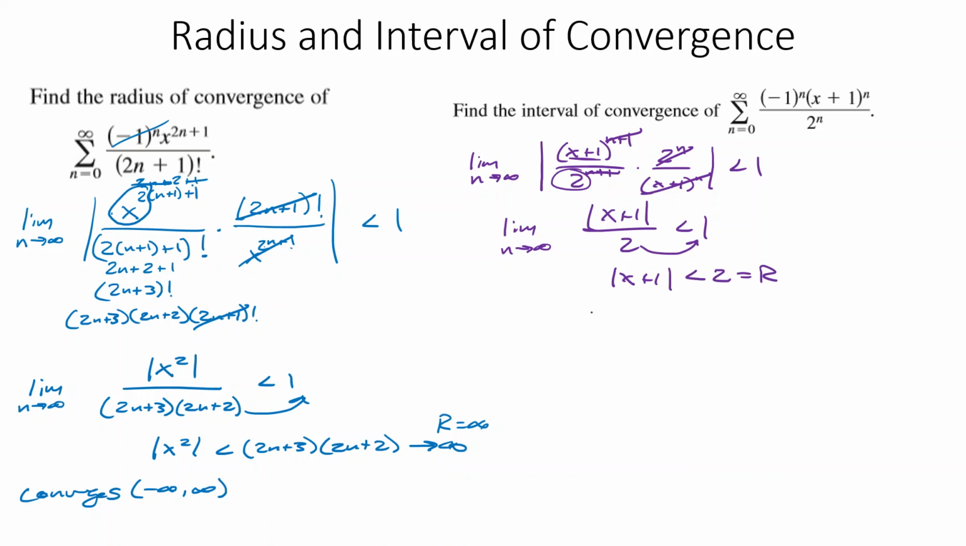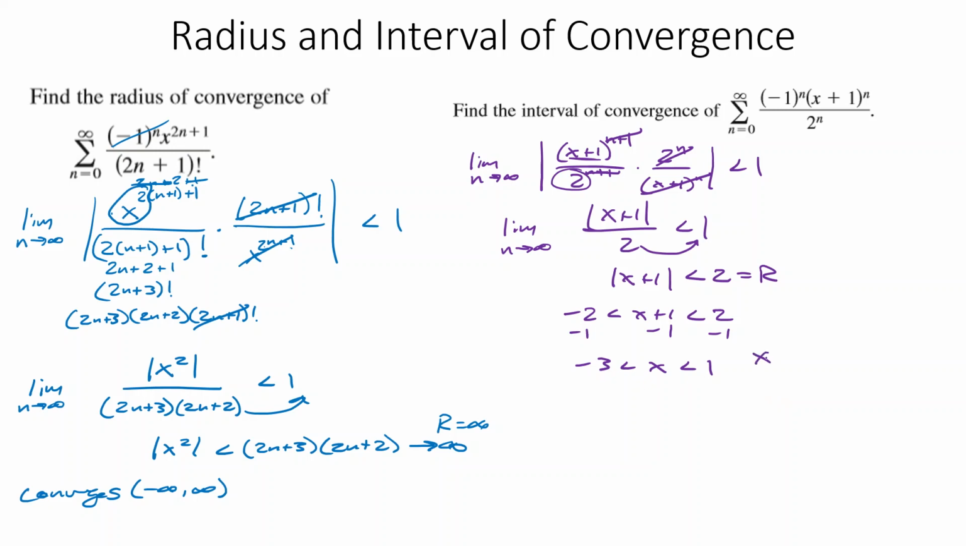Right? And if we solve this, we'd say negative 2 is less than x plus 1 is less than 2. We'd subtract 1 everywhere. We get negative 3 is less than x is less than 1. All right, now since we did ratio, we actually have to test both endpoints just to make sure.